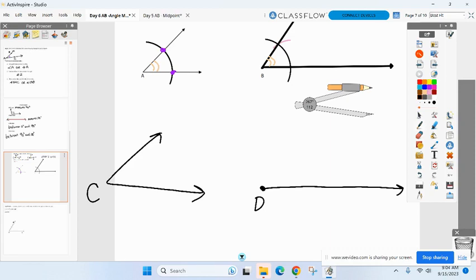So make this the one you're copying, right? Right. Okay, so put your compass point on C and make an arc through. No, just as long as it goes through both. And then come on over to your ray.